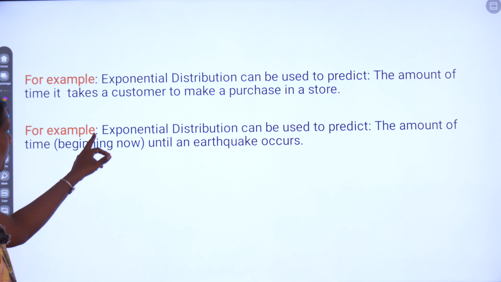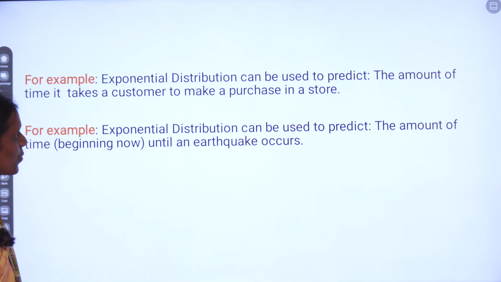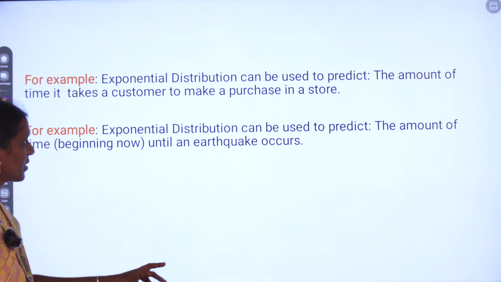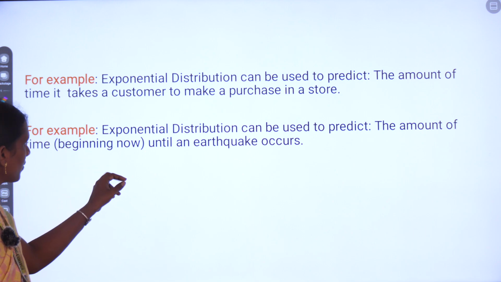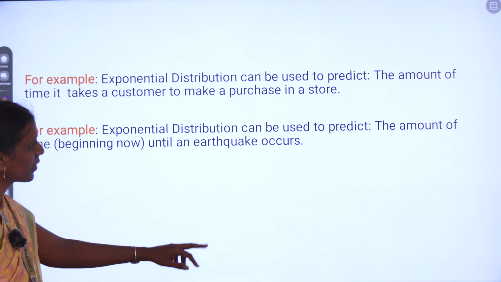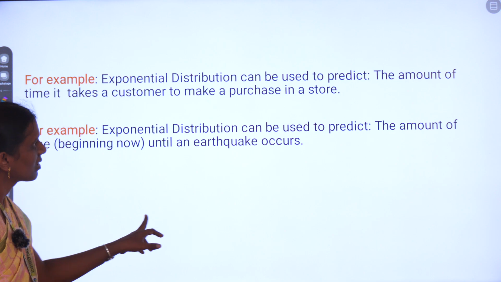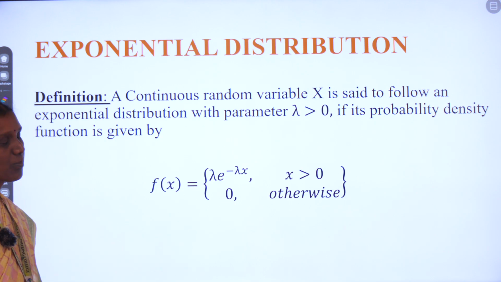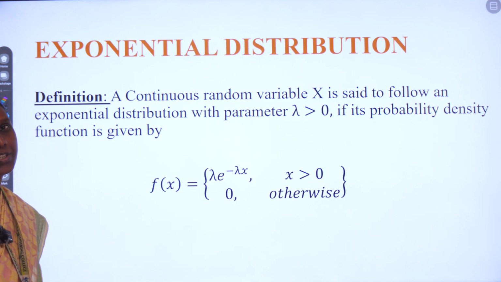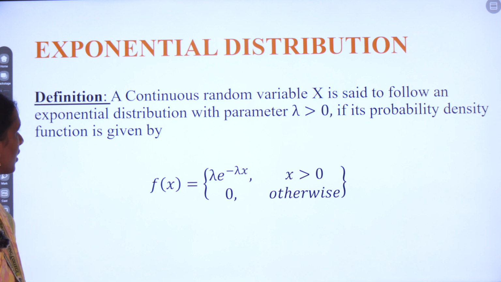So for example, exponential distribution can be used to predict the amount of time it takes a customer to purchase in a store. Another example is it can be used to predict the amount of time until an earthquake occurs. So these are real life application examples. So now we'll go directly to the definition of exponential distribution.